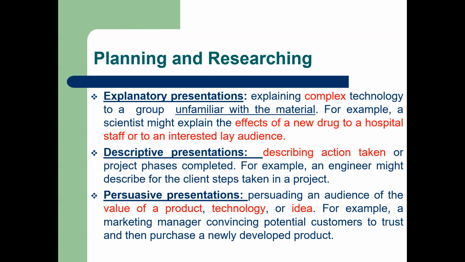Now let us see all these three of them in detail. When you are trying to explain a complex technology to a group of people who don't know about it, then the presentation will be termed an explanatory presentation, because here is the place where you are trying to explain how the technology is working to somebody who doesn't know it. For example, a scientist might explain the effect of a new drug to hospital staff. For the hospital staff, this new drug is something new which they don't know, and hence the scientist will give an explanatory presentation to all the hospital staff or anybody interested in getting the information.